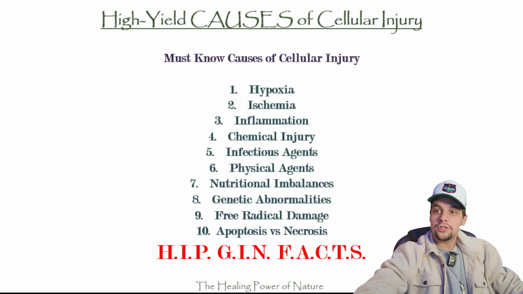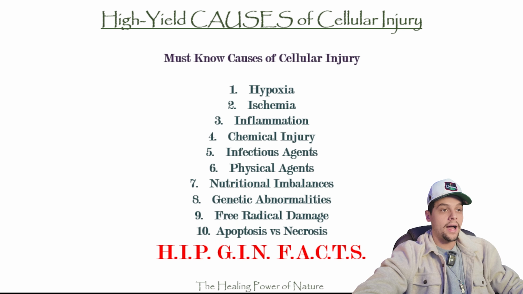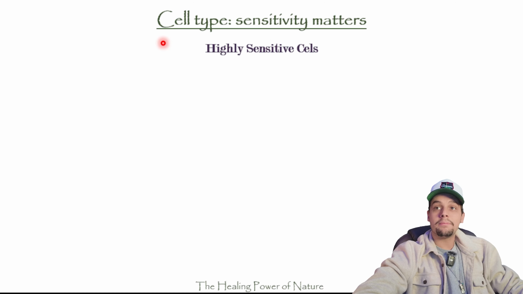I like to think of "HIP GENIN FACTS." I think of a ginger who's just raging. This is a mnemonic you can use to remember cellular injury. H for hypoxia, I for infection, P for physical agents, gene for genetic abnormalities, I for immune reactions or inflammation, N for nutritional imbalances, F for free radicals, A for aging, C for chemical agents, T for trauma, and S for shock or ischemia.